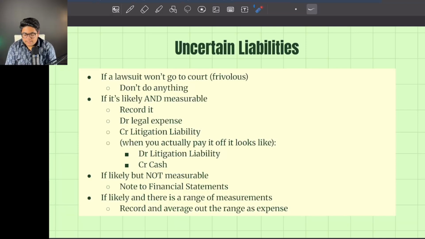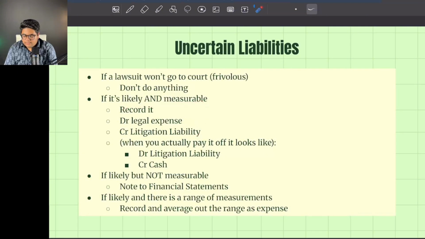Next up, if you know that a lawsuit is likely and you can measure it, then you record it. So you're going to debit legal expense and you're going to credit litigation liability. This entry is the same for all the future examples. It's just the amount that changes. So if it's likely and measurable, we record it. This is what the recording looks like. And when you actually pay off the liability, you're basically getting rid of the liability, so you debit it and you are getting rid of cash to pay off. You don't need to worry about this, but this is essentially what the recording of the entry looks like. This is for likely and measurable.